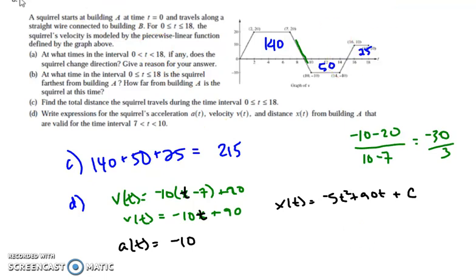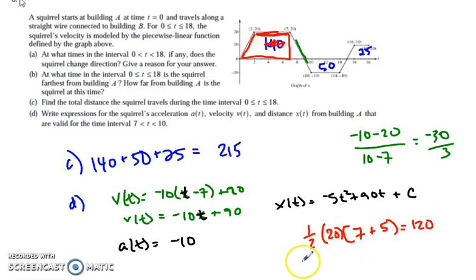And to get that initial value, I need to find the area of this trapezoid, cutting it off at 7. So it's not that 140. It's going to be, the c value is going to be 1/2 times the height of the trapezoid times base 1 plus base 2. So 10 times 12 is 120. So my position function is negative 5t squared plus 90t plus 120.